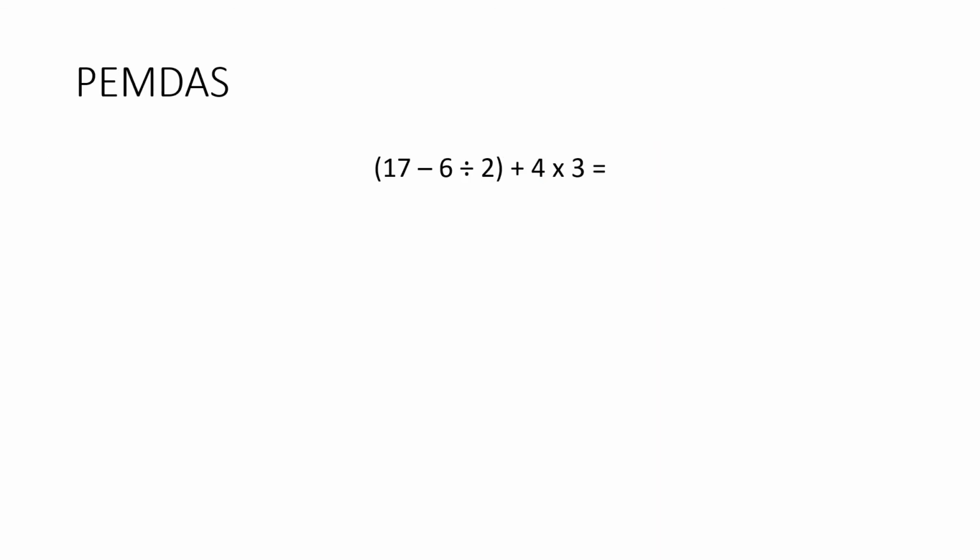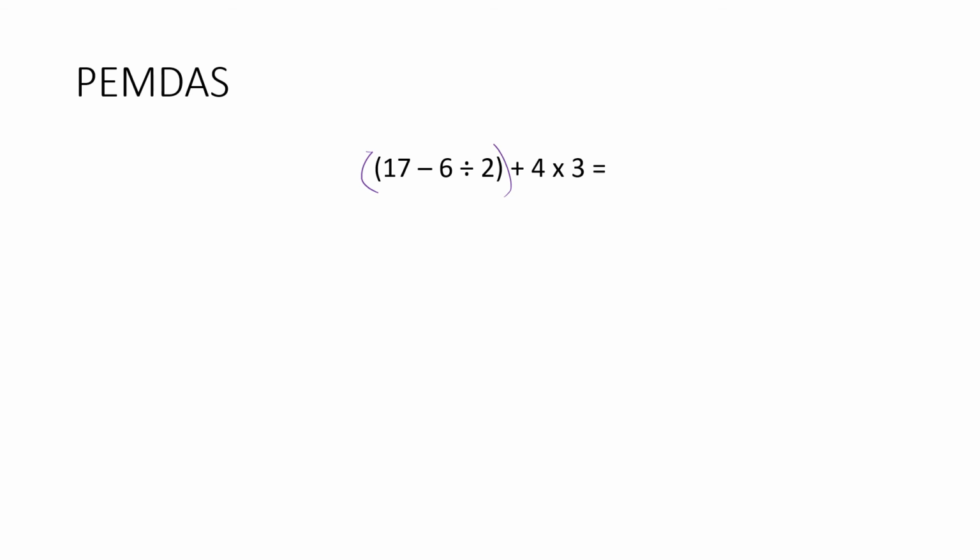So here is a nice example of our order of operations. We have 17 minus 6 divided by 2, all in parentheses, plus 4 times 3. Where do we start? Well, we start with our parentheses, everything that's within them, but we have 17 minus 6 and then we have 6 divided by 2. Which of these do we do first?